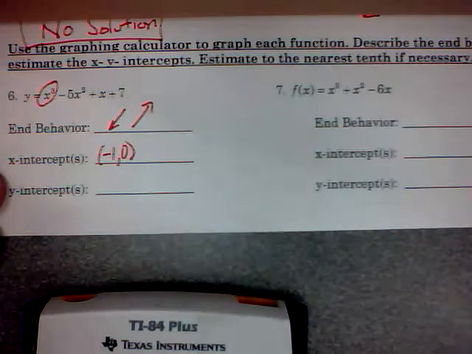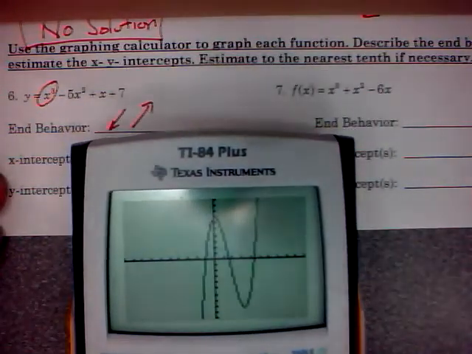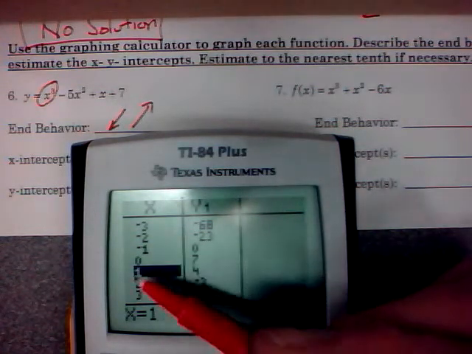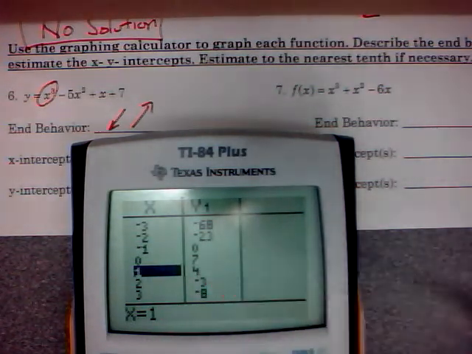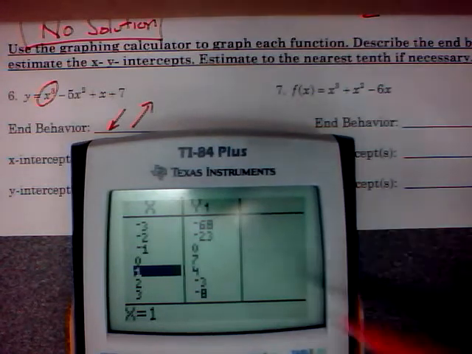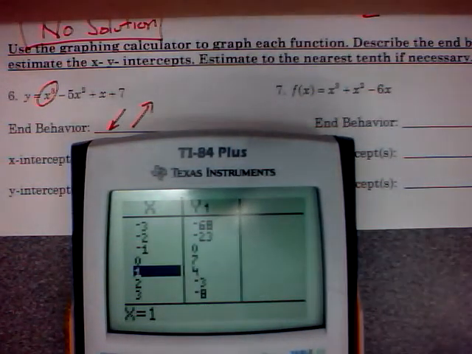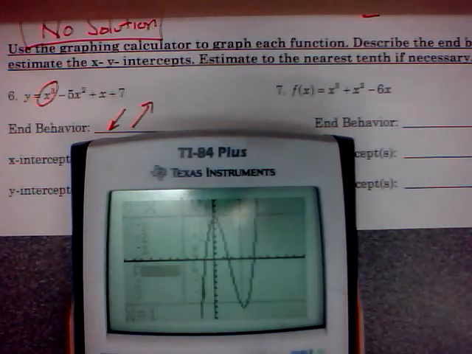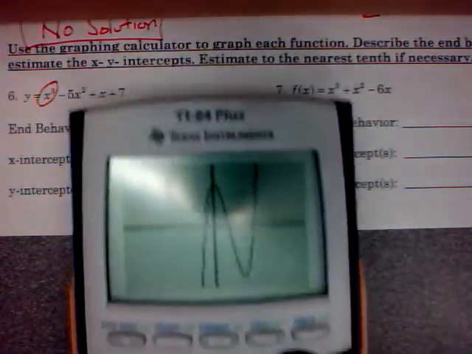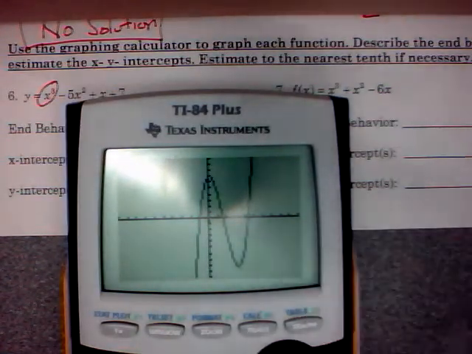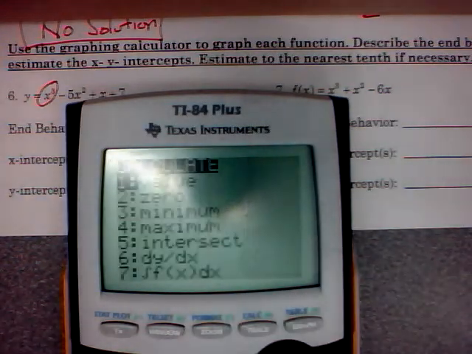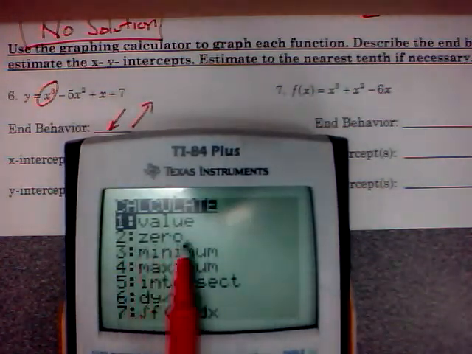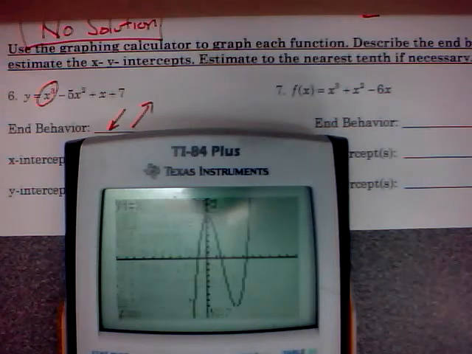Then the next point here looked like it was between 1 and 2. If we look at the table between 1 and 2 here, you see it goes from +4 to -3. Well, obviously there has to be a 0 in between there. Now we're not going to be able to read it off the table, but we can get it off the graph. So we're going to use the calculate feature. Remember the calculate feature on your calculator. You're going to hit second and the trace button. That'll allow you to calculate. Remember the x-intercepts are called zeros, so we're going to go to option number 2.